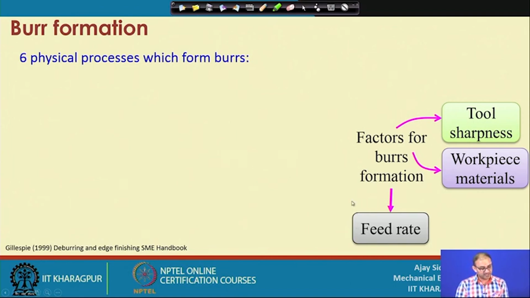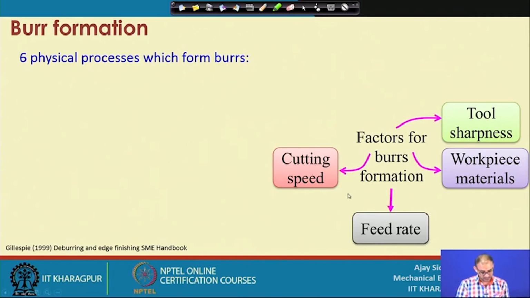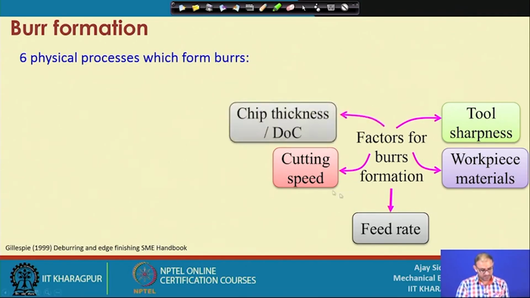So, generalization of any type of conclusion is very difficult at the micro scale, because we know that there are a lot of other parameters also playing an important role, and that is why it is difficult. So, we will see from a material point of view in the next few slides how this feed rate also plays an important role. Cutting speed is very important here, because if you go with a low cutting speed and you are cutting a ductile material, then you end up with a high burr, and depth of cut, and obviously the chip thickness.